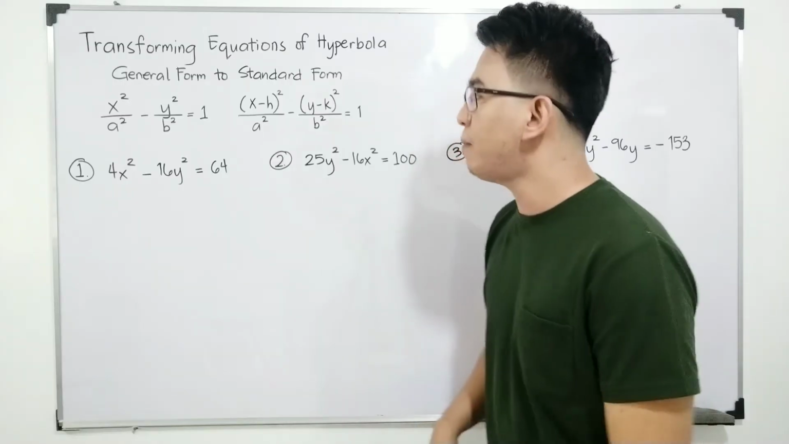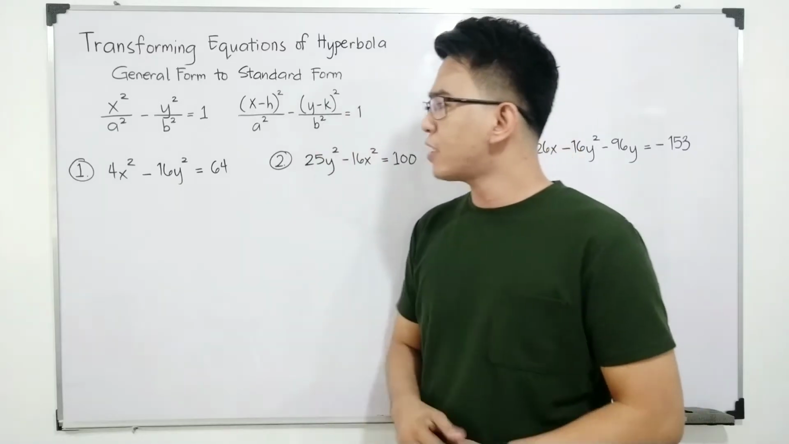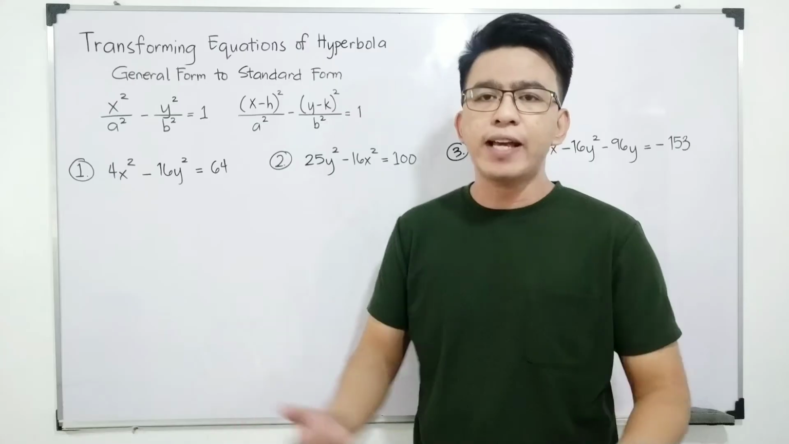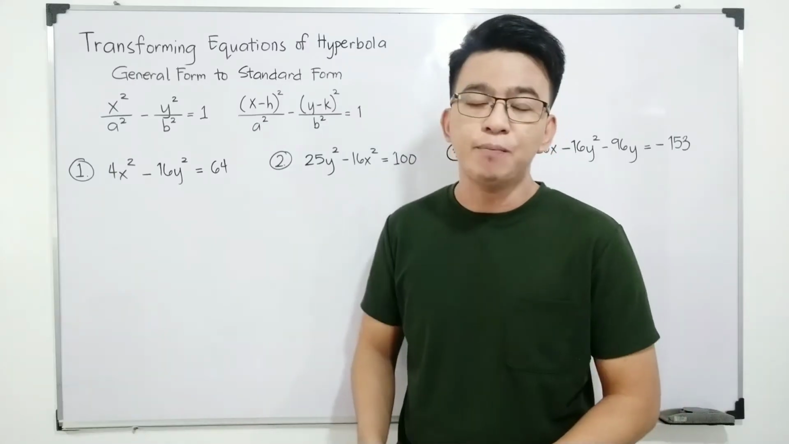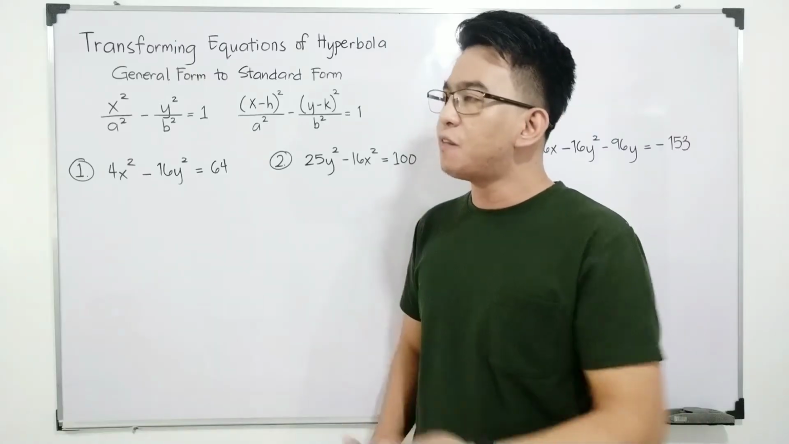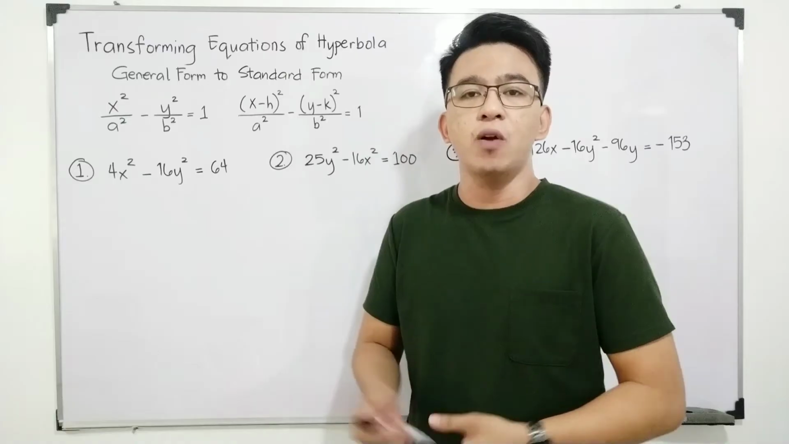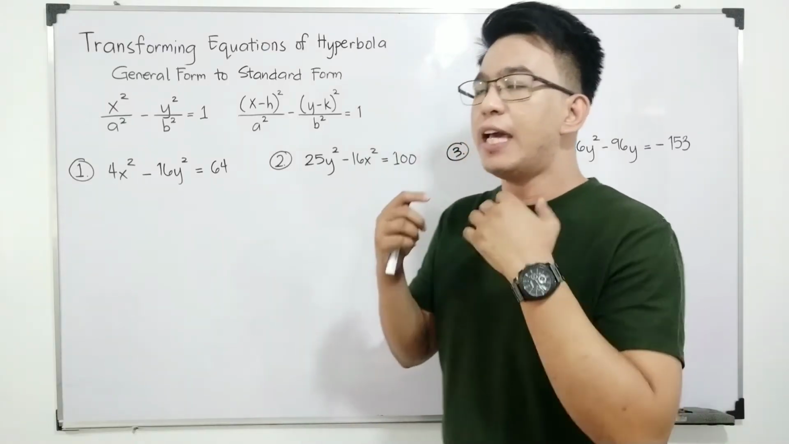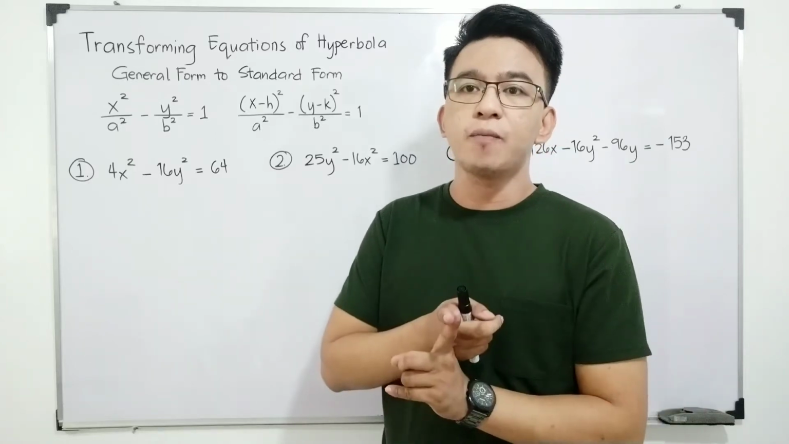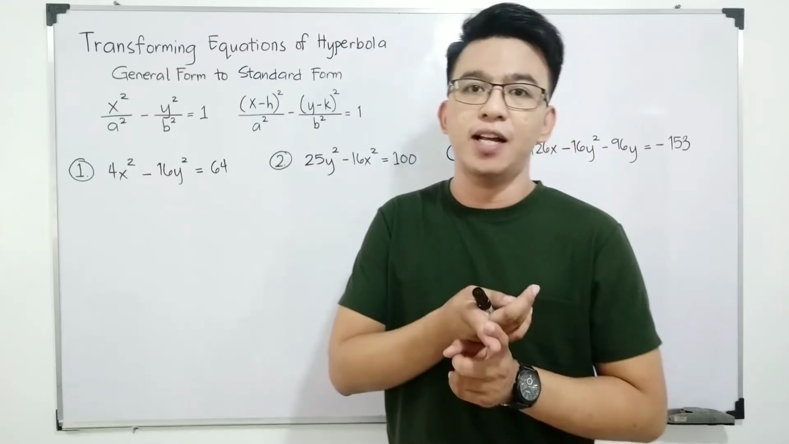So let's start with item number 1. We are given the equation 4x squared minus 16y squared is equal to 64. By the way guys, before I continue with this example, what is the importance? Why do we need to transform the equation of hyperbola from general form to standard form? One of the reasons is that we can easily identify the center and the other parts of it for us to graph a hyperbola. Okay?